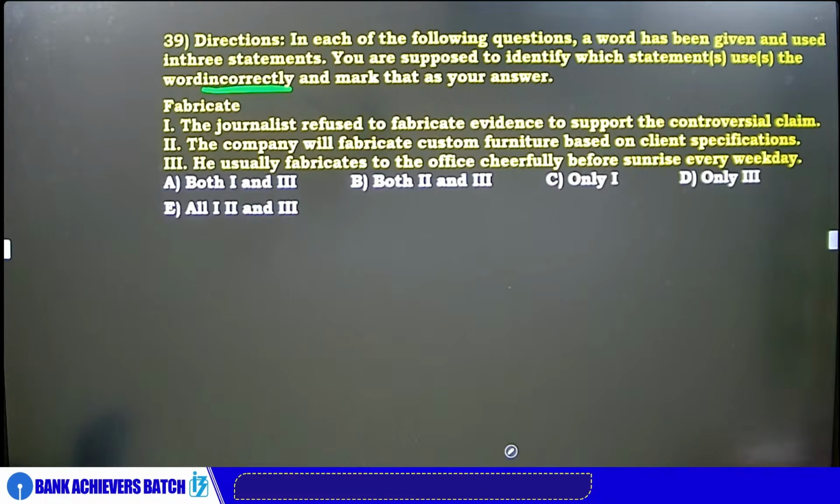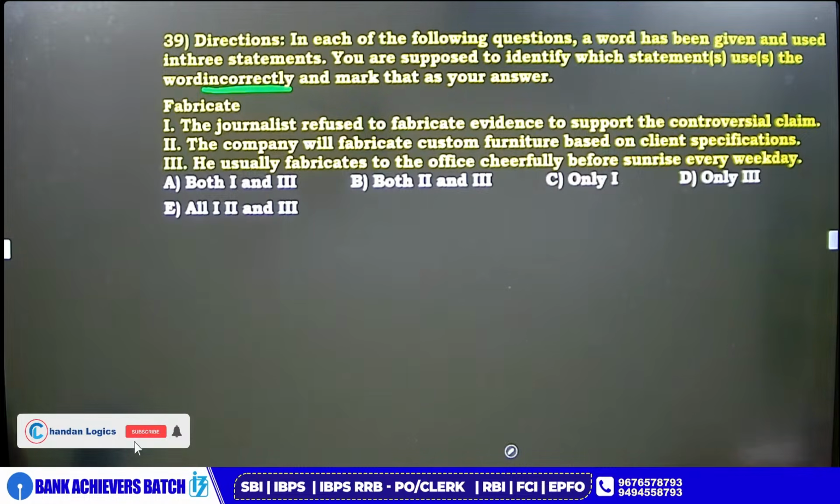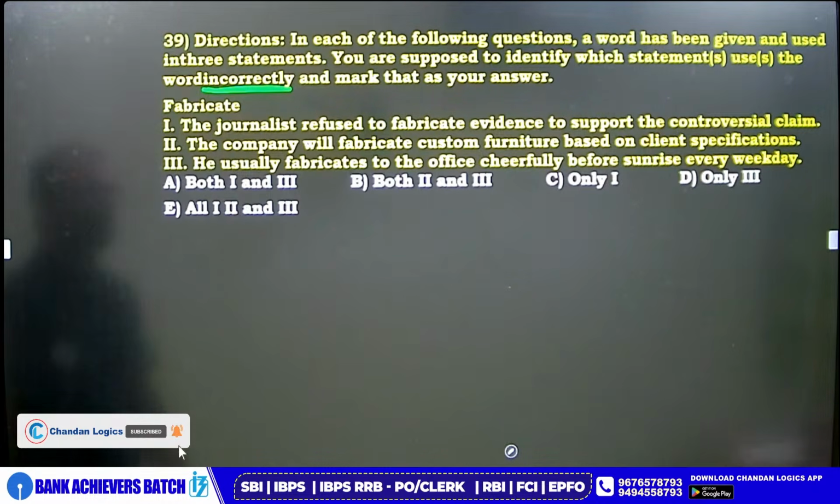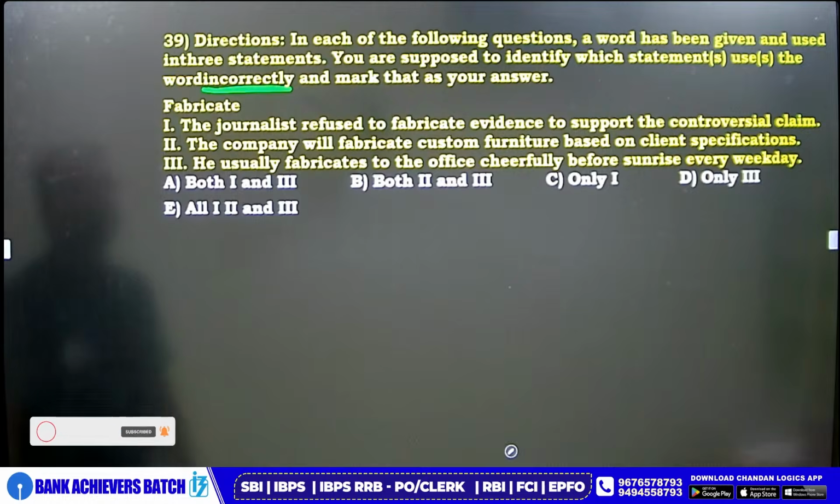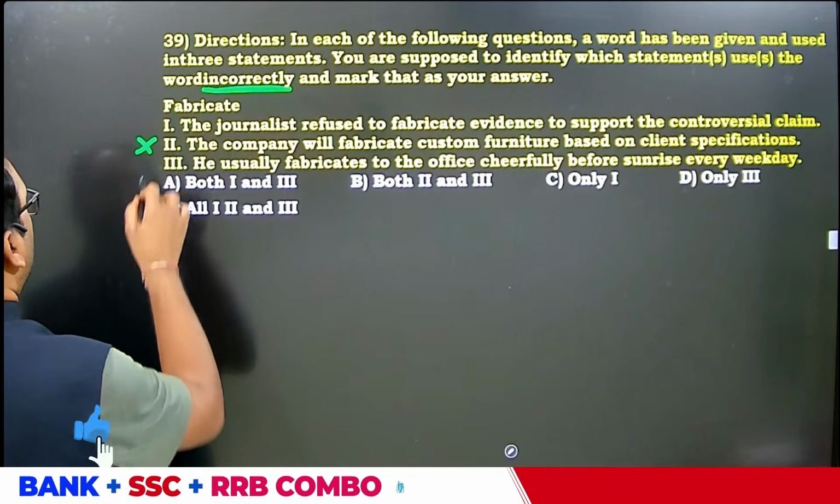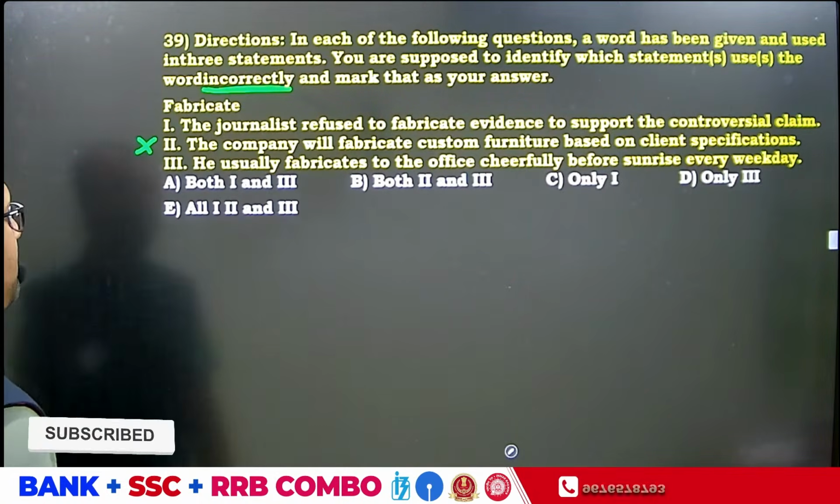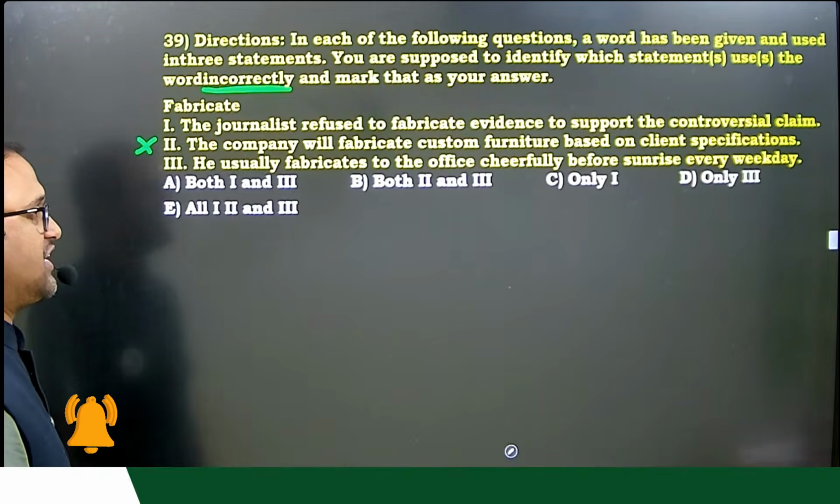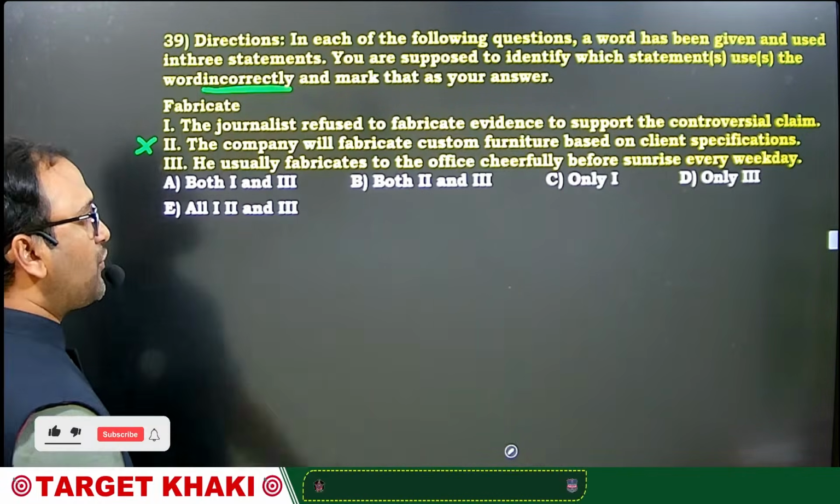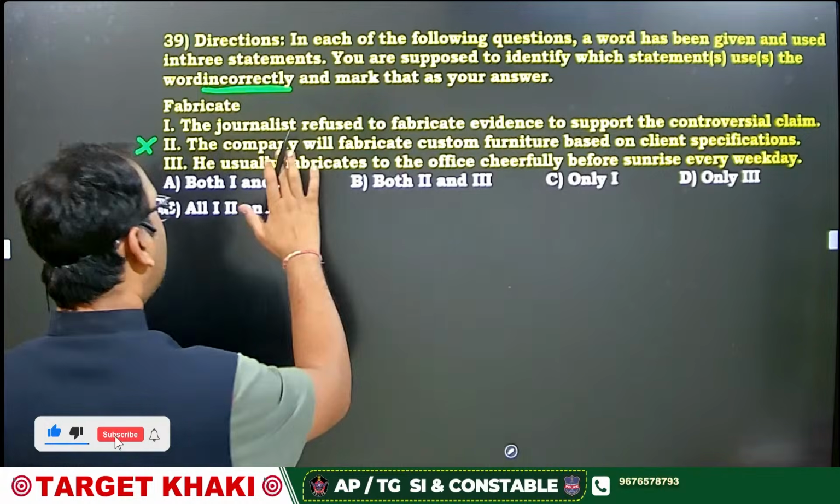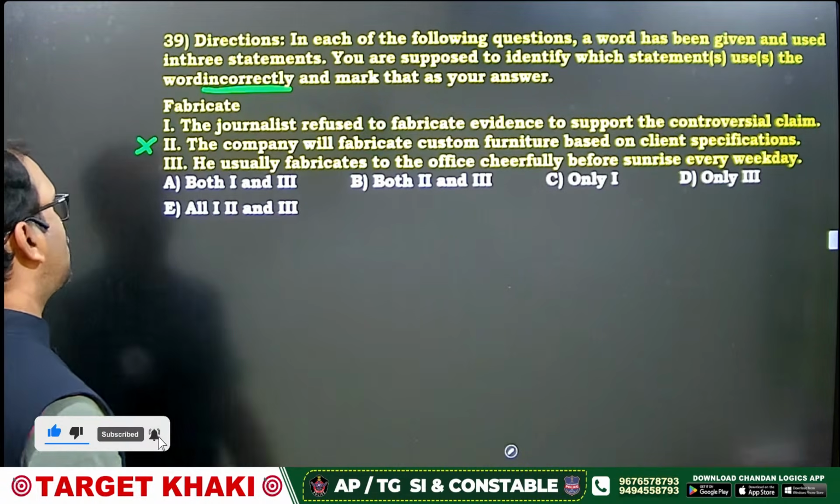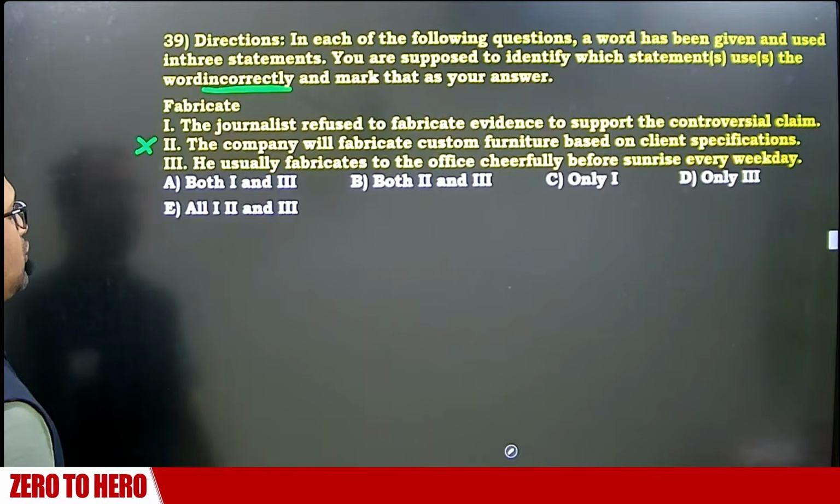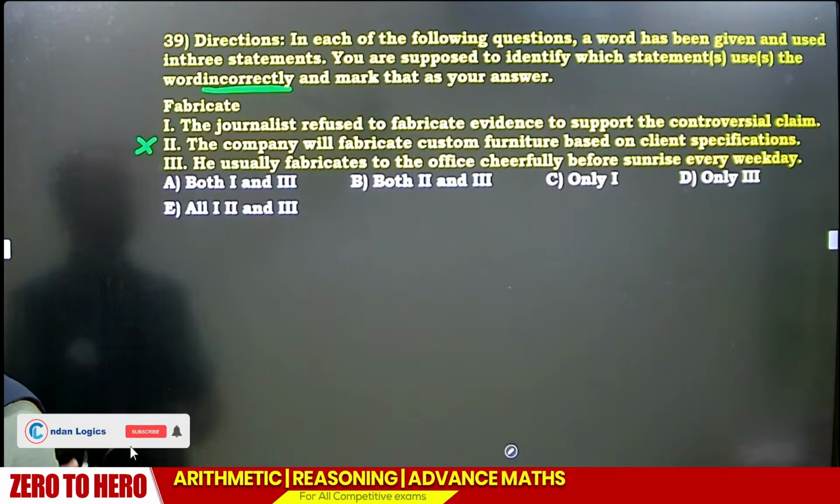Which is incorrectly used? See the second option. The company will fabricate custom furniture based on client specification. What is that? Based on the client requirement, company will cheat them? No. So 2 is definitely wrong. First sentence, the journalist refused to fabricate evidence.